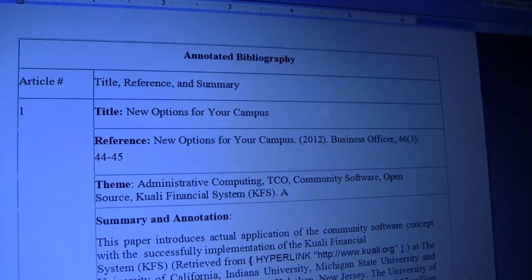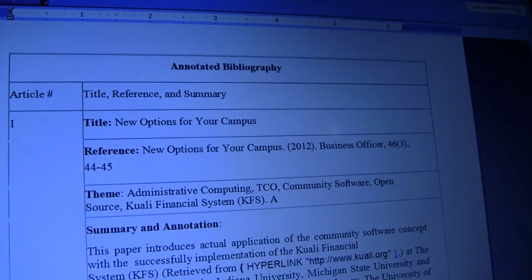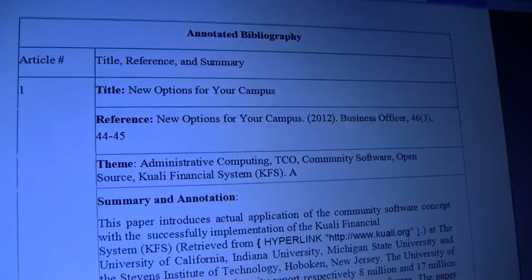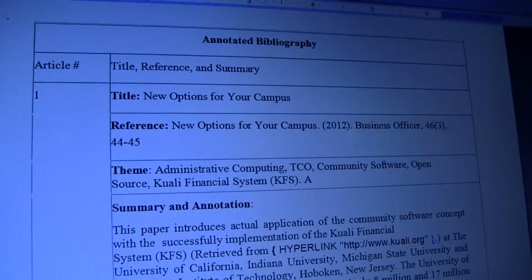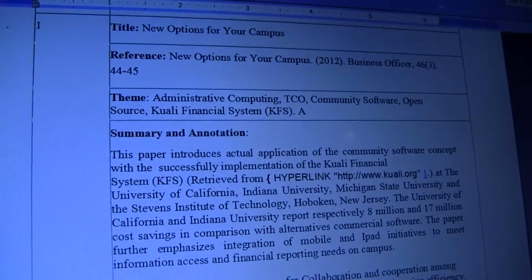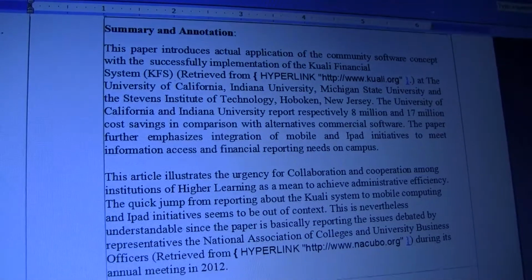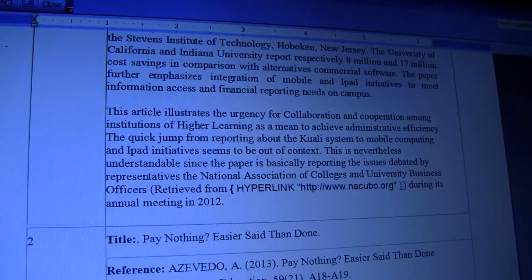The first article I reviewed for this annotated bibliography is New Options for Your Campus. The main themes which came from that article are administrative computing, TCO (total cost of ownership), software, community software, open source, and quality financial systems.